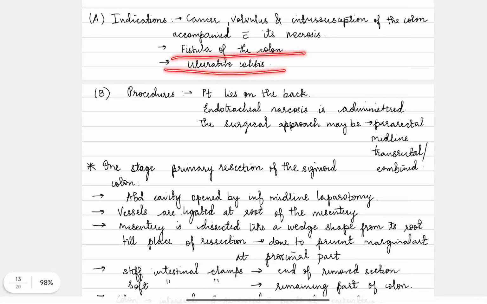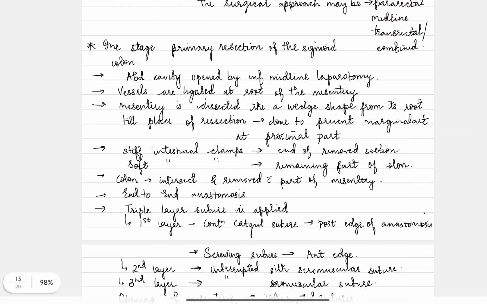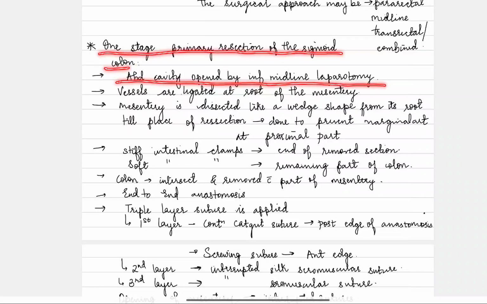Fistula of the colon, ulcerative colitis. Procedure: the patient lies on the back, endotracheal narcosis is administered. The surgical approaches may be pararectal, midline, transrectal or combined. One stage primary resection of the sigmoid colon. The abdominal cavity is opened by inferior midline laparotomy.